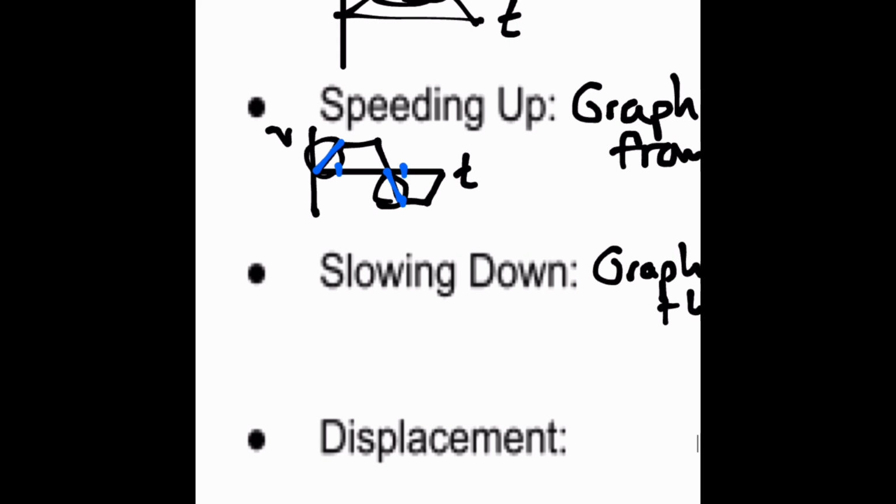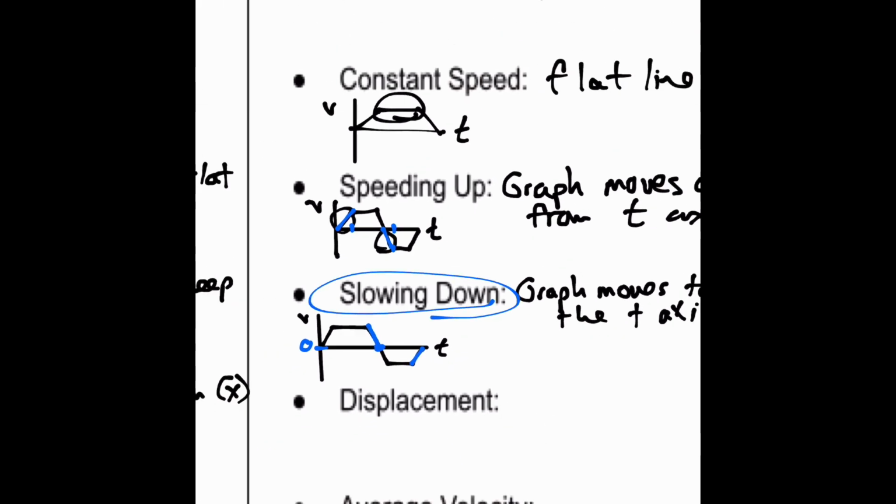Okay, so if I use the exact same graph from above, we know these are constant velocity right there because they're flat lines. We know that these two segments are speeding up because they're going away from the t-axis, but these two here, you're approaching the t-axis and you're stopping, right? Velocity is 0 there. And here you're also approaching the t-axis. Those are instances where you are slowing down.